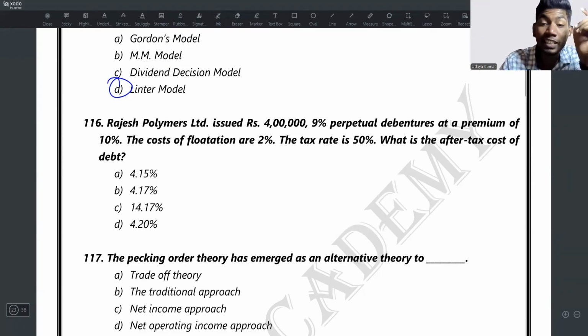Then you have to calculate the interest payment. What is the interest payment? 9% of 4 lakh, which is 36,000. So you just substitute the values in the formula and for the after tax cost of debt, you will get the answer, which is 4.17%.